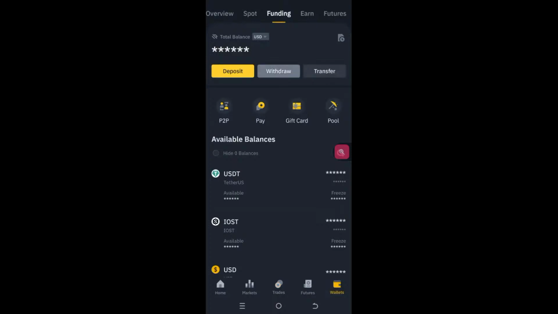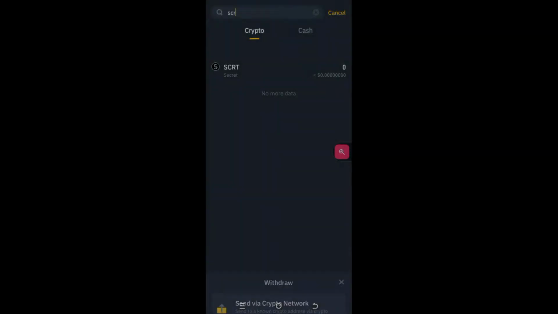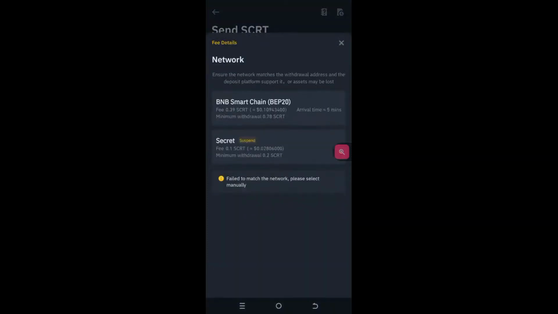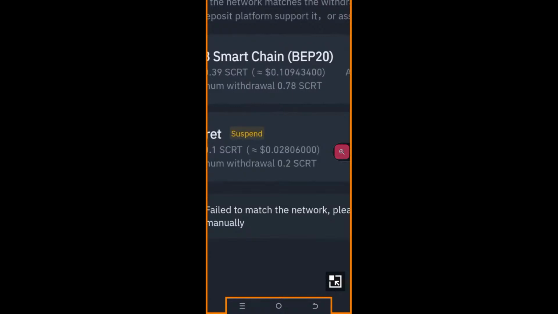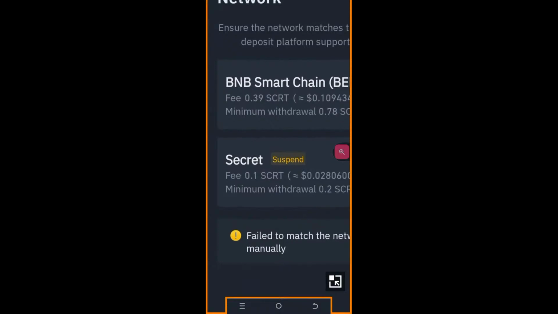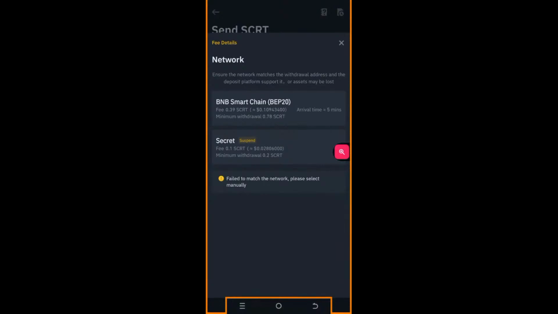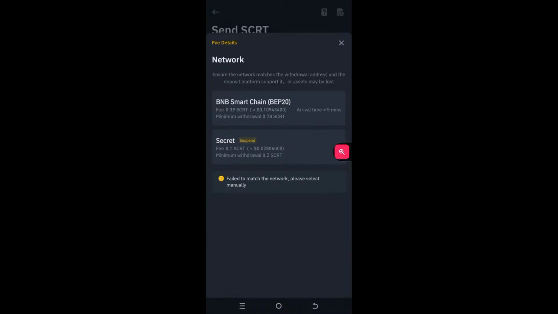We'll click on withdraw. Let's search for SCRT. Click on send by crypto network. And we want to check, what is the network? So we have two networks here. We have, see, it has secret network, which is a very small amount to send. And there's BEP20 network. Interesting. So the BEP20 network is just about 10 cents to send, right? But meanwhile, the secret network is suspended. Okay, let's go and check. Let's see whether we can send this over to KuCoin.